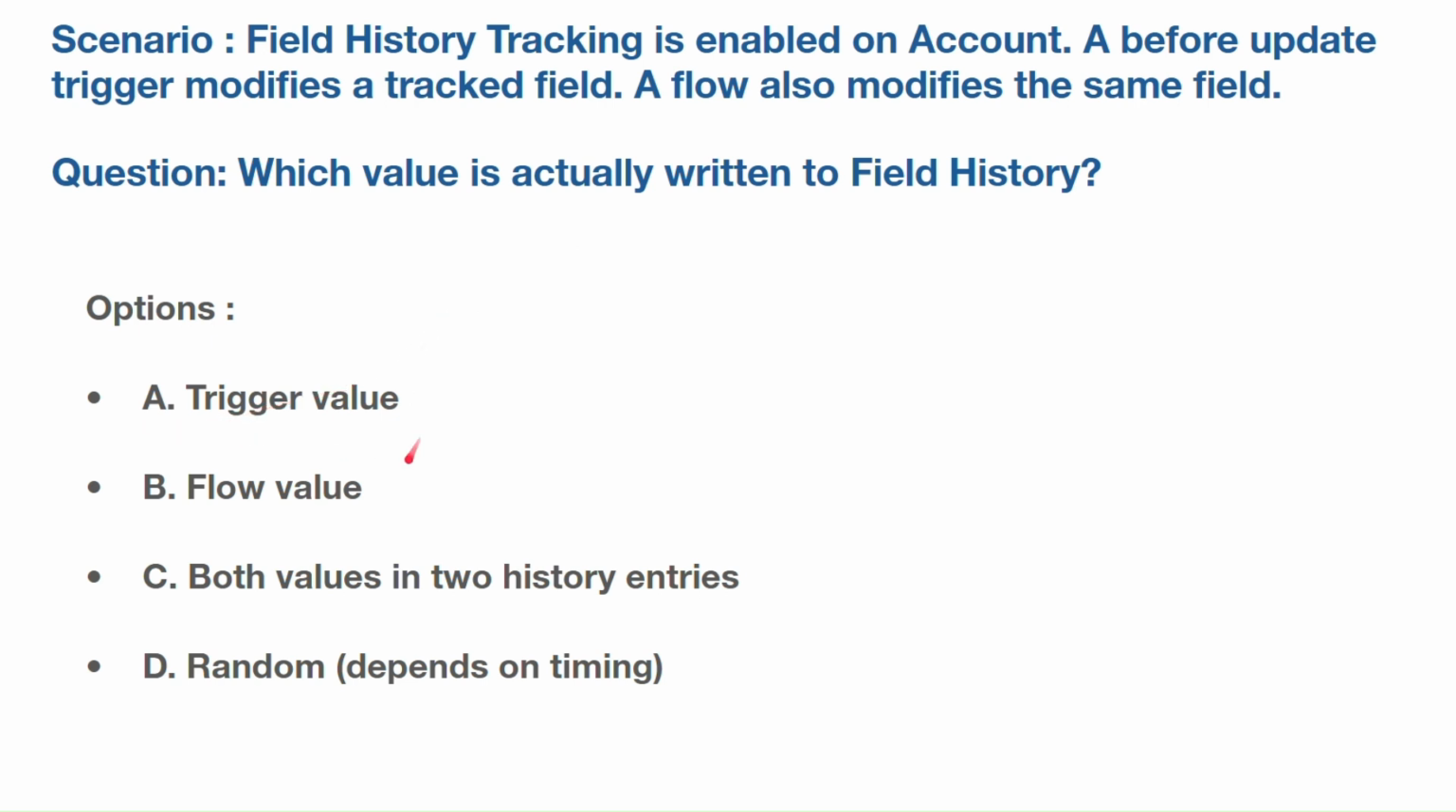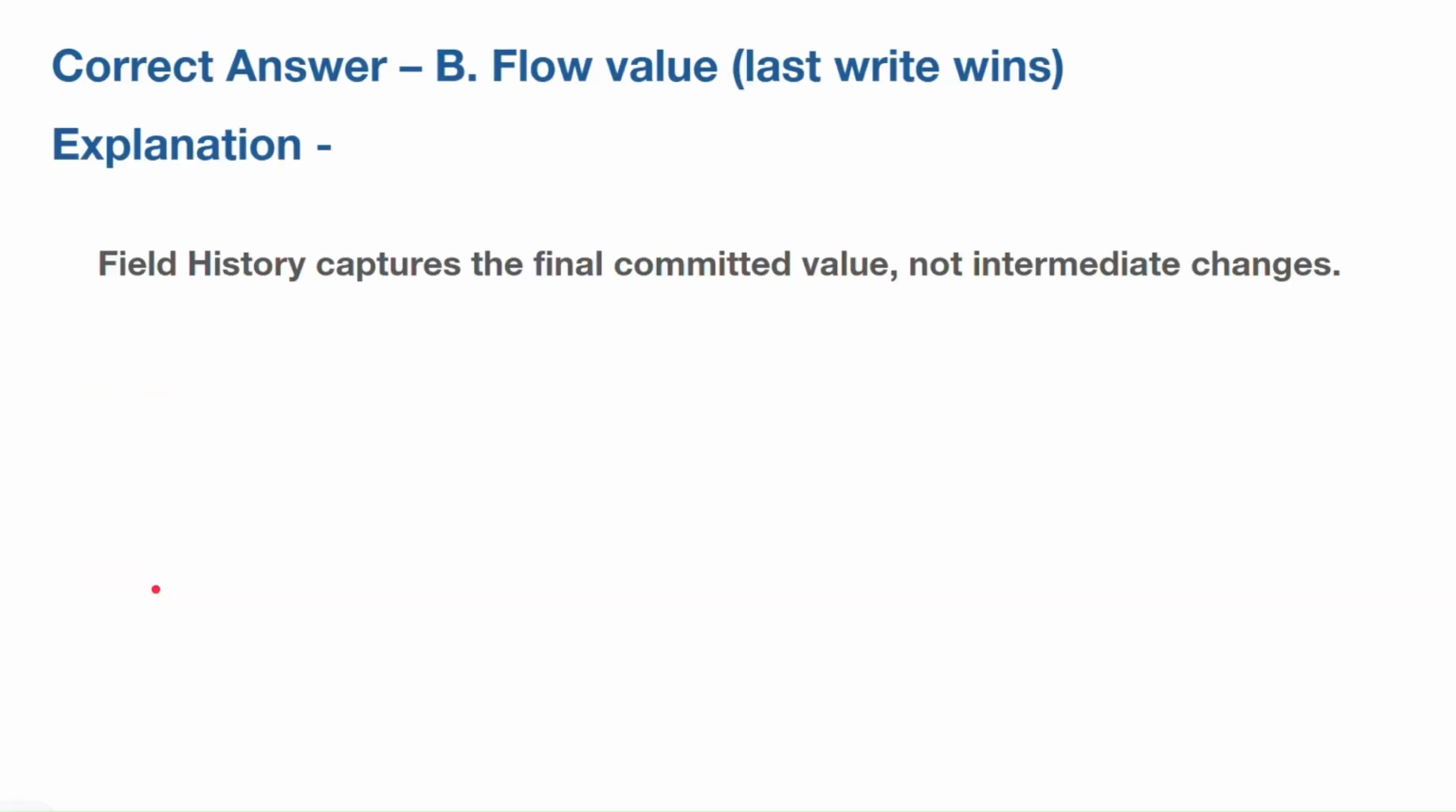Will it be a trigger value or the value which is being modified in the flow, or both values in the history entries, or random, depends on the timing which is firing first. So what is the correct answer? The correct answer is flow value. Always remember, last write wins. Okay, the last update will always win.